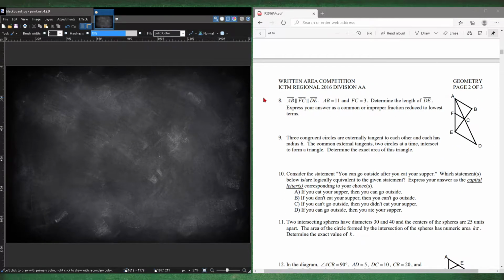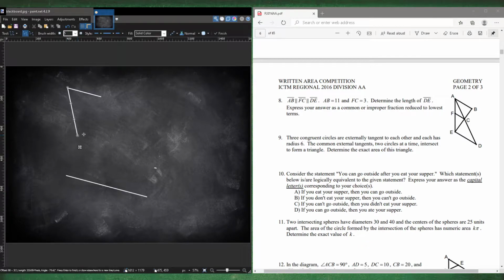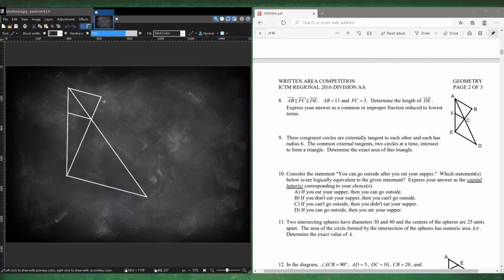AB, FC, and DE are parallel to each other. AB is 11 and FC is 3. Determine the length of DE. So let's draw this figure. We have something like this. Then we have a bigger one. Then let's connect these two, from the top to the bottom, the top to the bottom, then from here. So we know that this length is 11 and this length is 3.